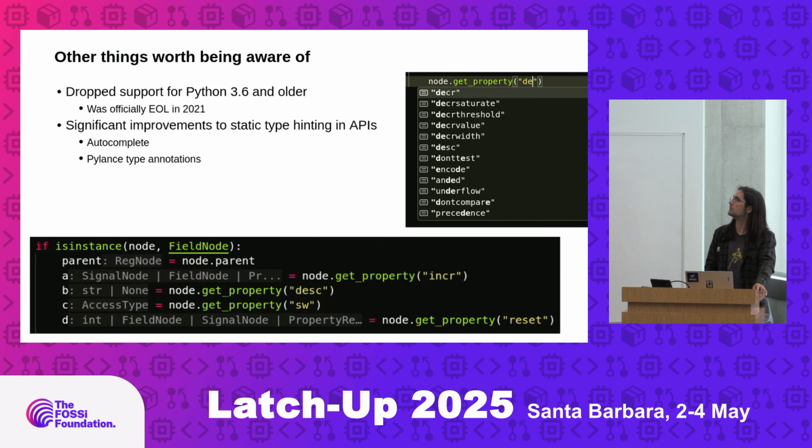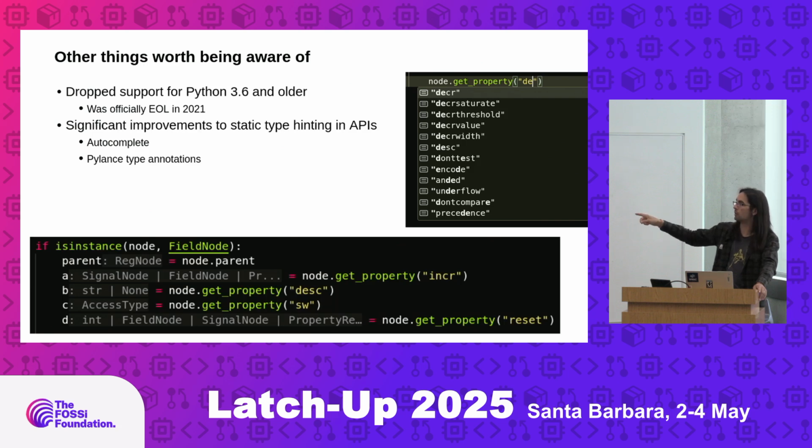The other thing that I'm really happy with is the static type hints in the Python APIs. Made those a lot better now that I don't have to deal with 3.6. So if you've ever used like the get property, that was just like a string you put in. Now you actually get proper autocomplete. And also you get proper type annotation on the bottom. So if you're using like Pylance or something in Visual Studio Code, you'll see those little like gray hints on the left-hand side of what the type should be.